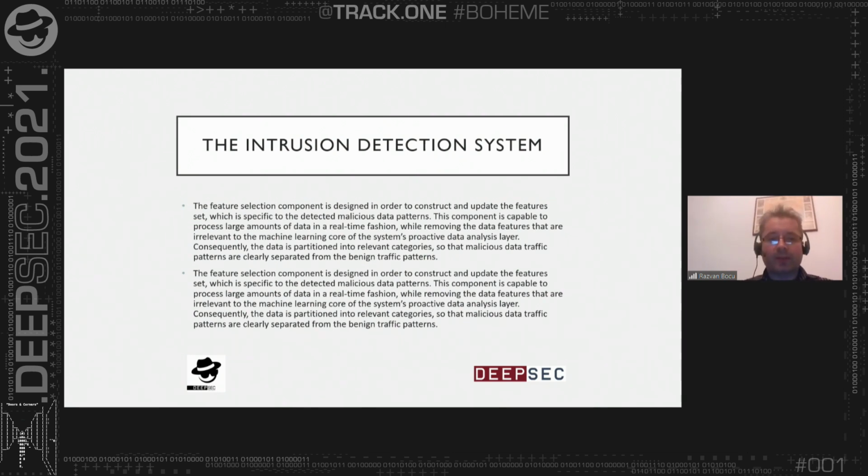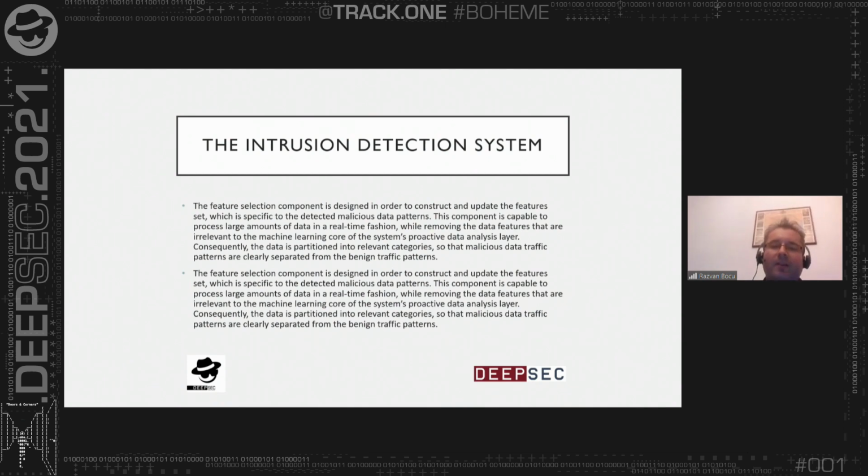Speaking about the machine learning-based data analysis component, it is fairly natural to say that the feature selection component is important and is engineered in order to build and update the feature set that is determined by the detected data patterns. We have experimentally observed that the component is capable to process fairly large amounts of data in a near real-time fashion. And it is also capable to remove the data features that are not relevant to the machine learning based detection core. And consequently, the data is partitioned into the relevant categories.